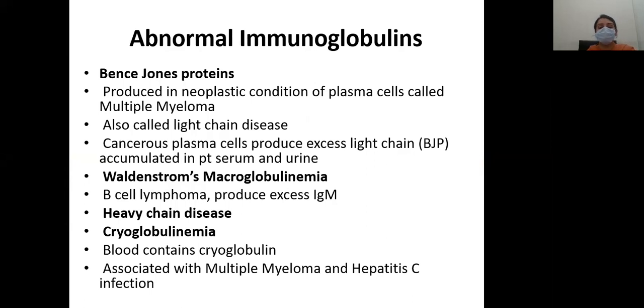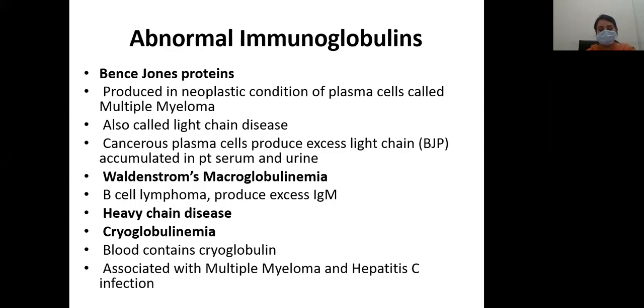Next, what are the abnormal immunoglobulins? Number one, Bence Jones proteins. These are produced in neoplastic conditions of plasma cells, which we also call multiple myeloma, because in multiple myeloma there is an increased number of plasma cells. It is also called light chain disease, and it is cancerous, not benign. Cancerous plasma cells produce excess light chains, which accumulate in the patient's serum and urine.